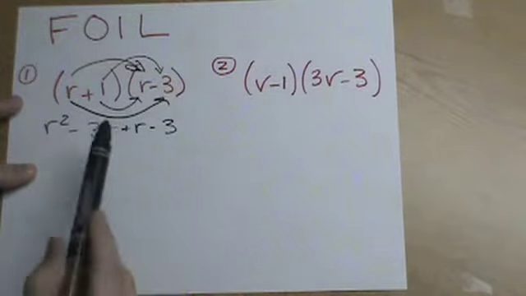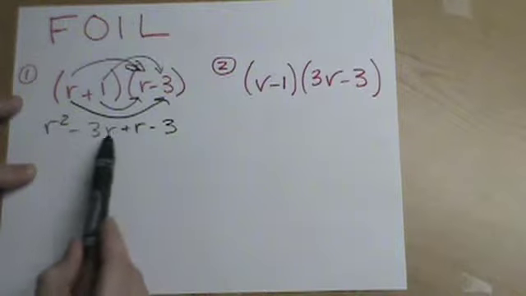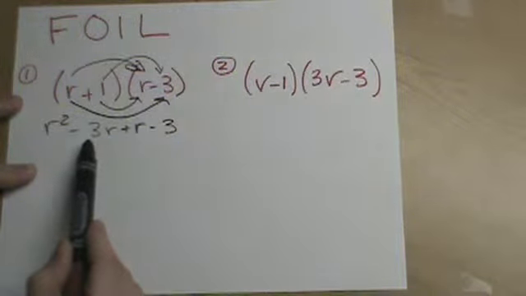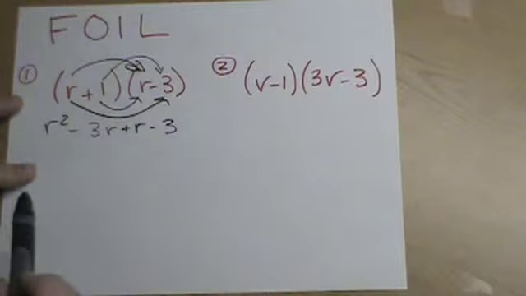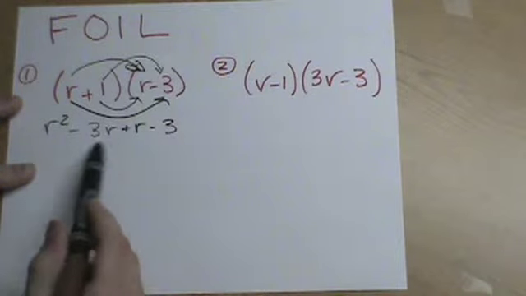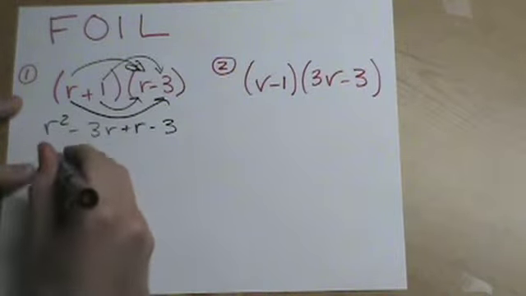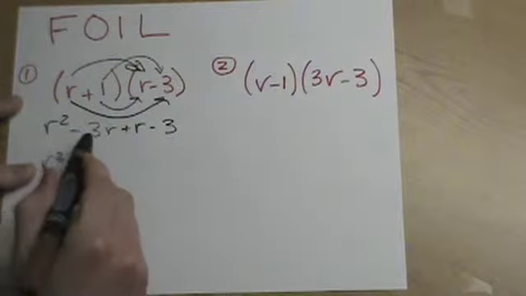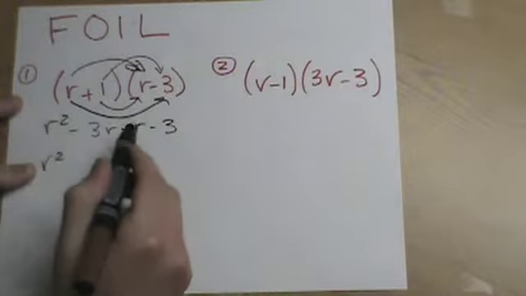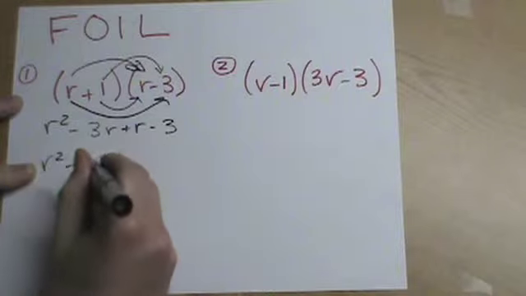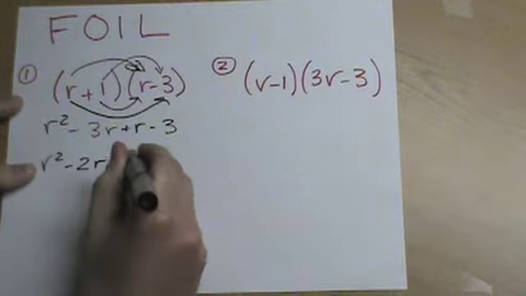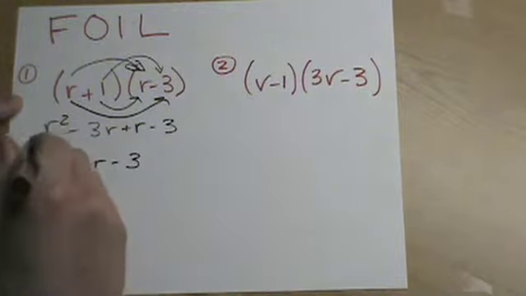Now, you have r squared, negative 3r, an r, and a negative 3. You need to simplify these into 1. In other words, add the apples together. So r squared remains the same. You have negative 3 plus 1. That would be negative 2r. And then minus 3. That's your answer.